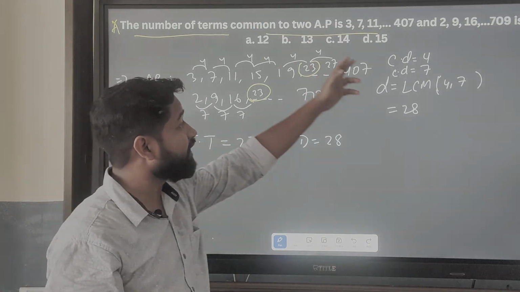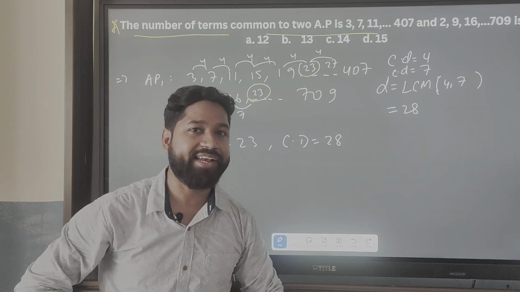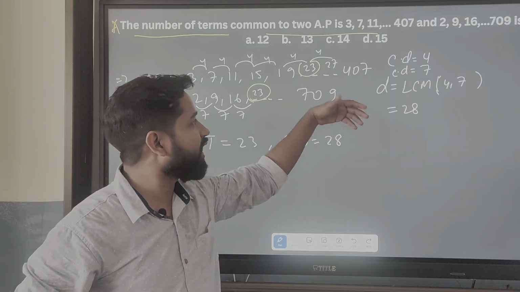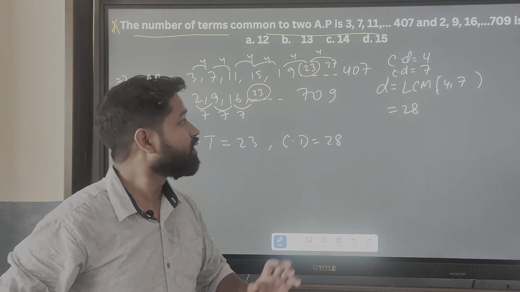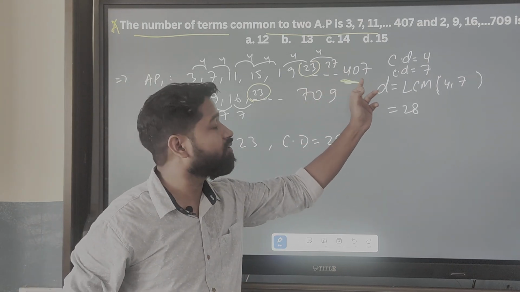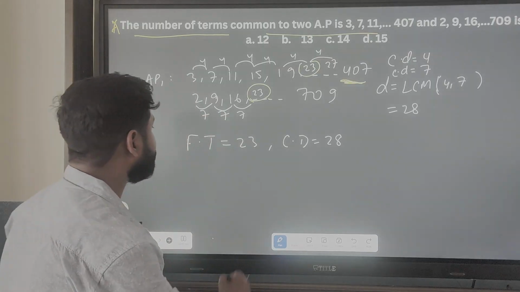See, the first AP is going till 407 and the second AP is going till 709. So the common term cannot exceed 407, right? If it is more than that, how can it be common? So we'll say that the common term will always be less than or equal to 407, right? Okay, so we'll start with that.